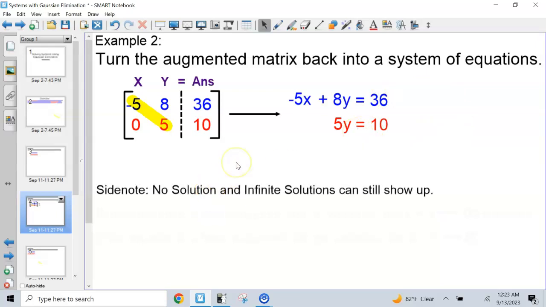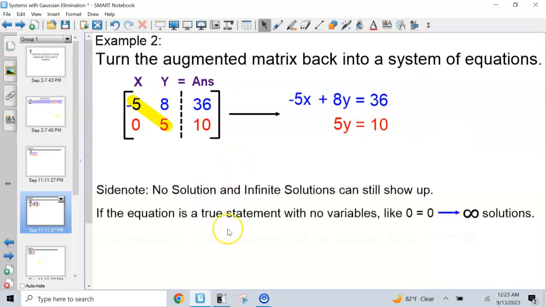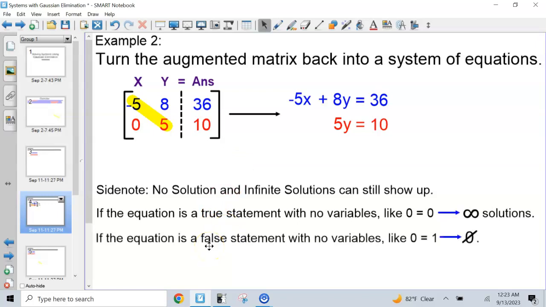By the way, there's also no solution and infinite solutions. If you have a true statement with no variables, 0 equals 0, that's infinite solutions. If you have a false statement with no variables like 0 equals 1, that means no solution.